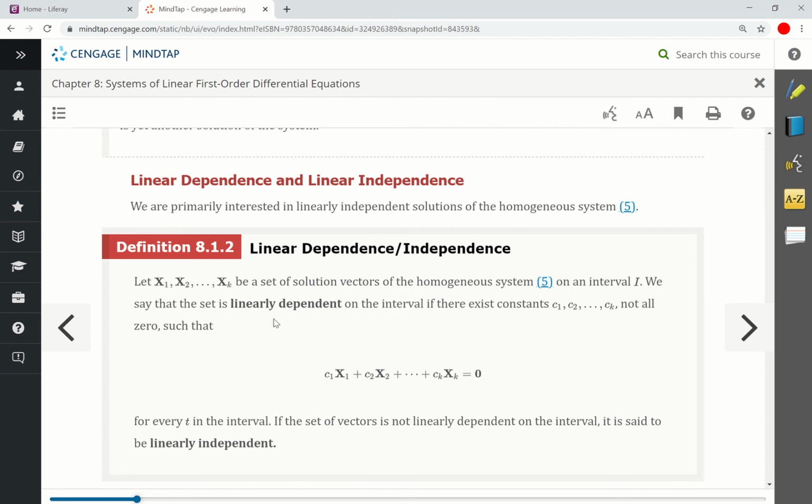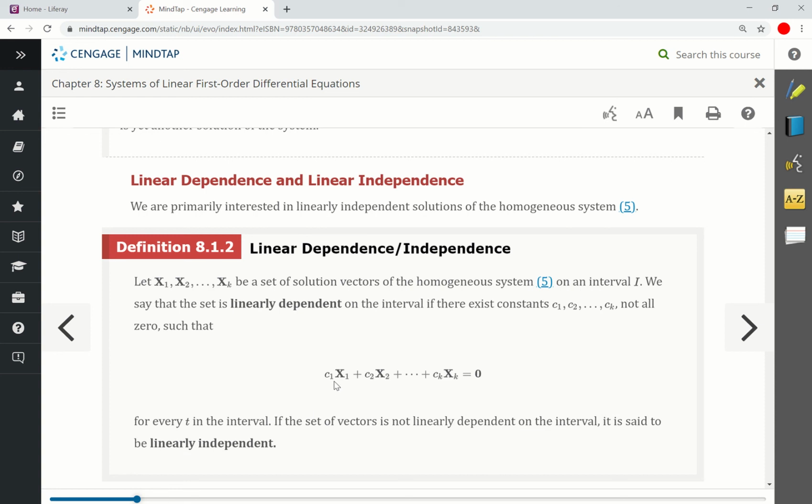We say that the set is linearly dependent on the interval I if there exist constants c1 up through ck, not all 0, such that c1x1 plus c2x2 plus ckxk, in other words, such that the linear combination would be equal to the 0 vector. And if the only solution to this equation is c1 equals c2 equals ck equals 0, then that would mean that the solutions are linearly independent.